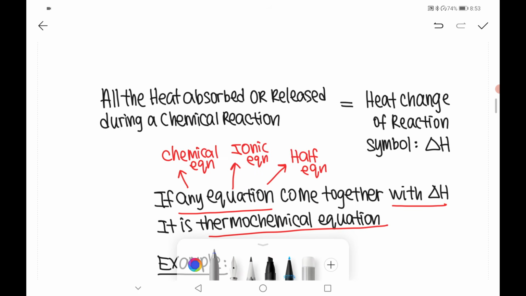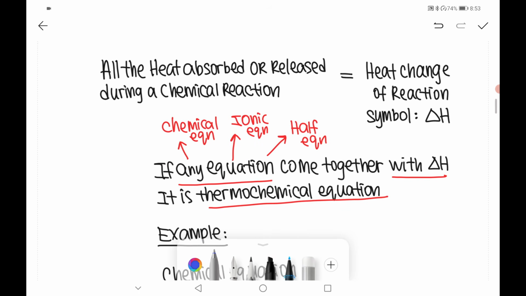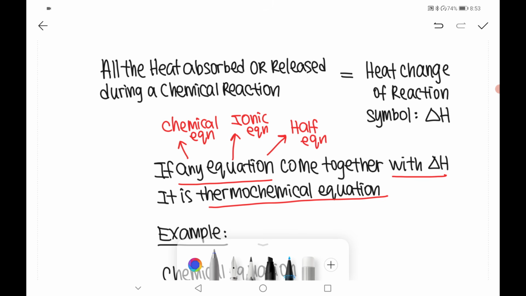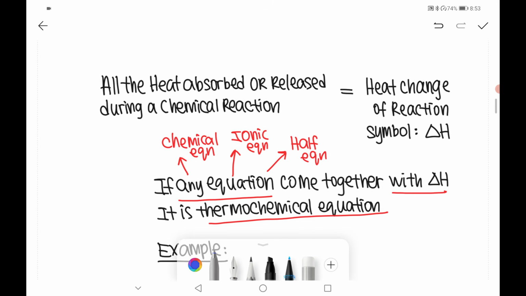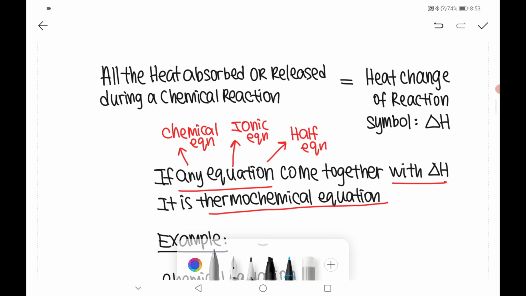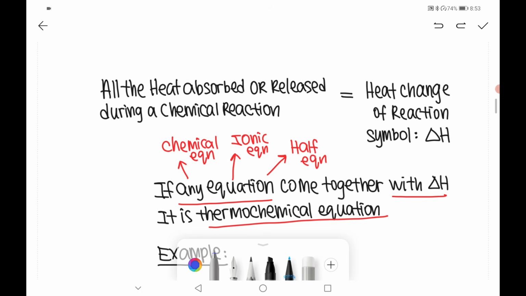Now, you need to understand this. All the heat absorbed or all the heat released during a chemical reaction, in a chemical reaction, all the heat that is absorbed or released, we call it the heat change of the reaction.